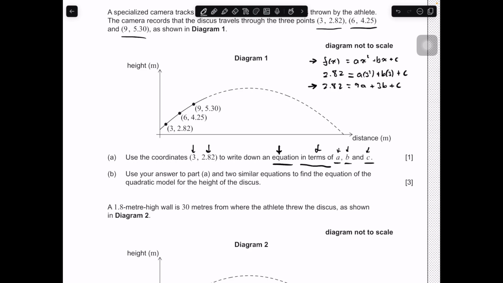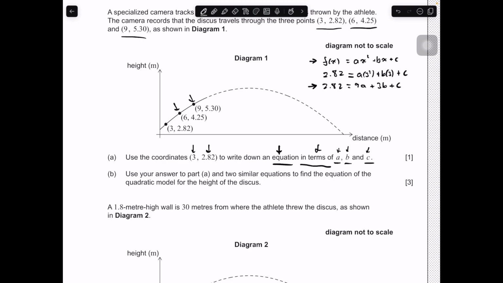All right. So if we could do the first one and write an equation in terms of A, B, and C, we want to do this again 2 more times using these 2 other points, and then we want to use not the polynomial root solver, but simultaneous equations. We want to use simultaneous equations to solve. So let's go ahead and do that.